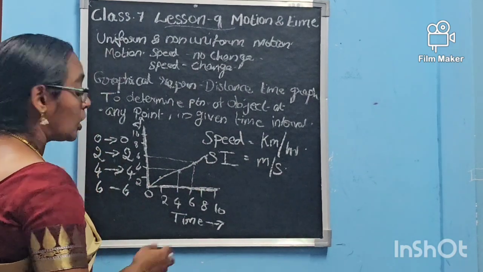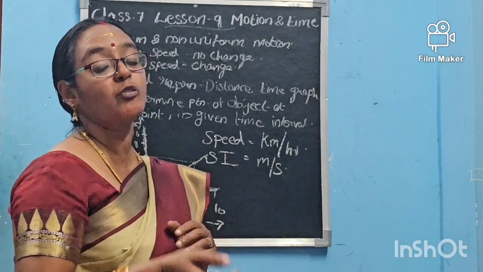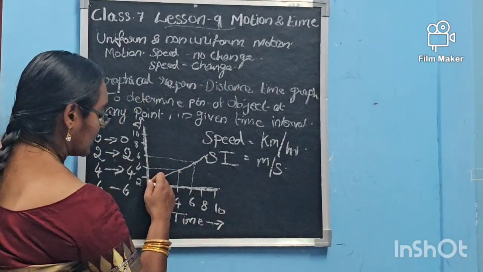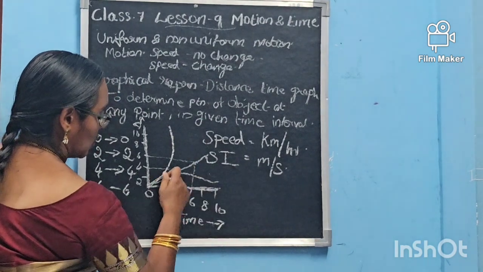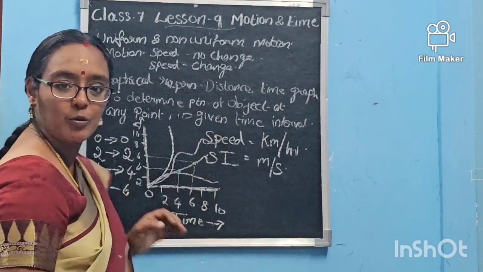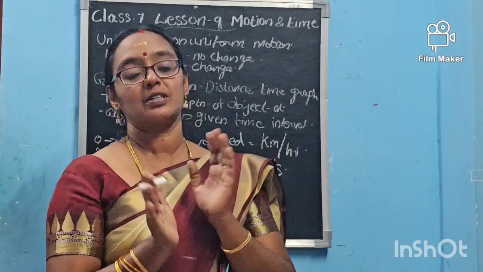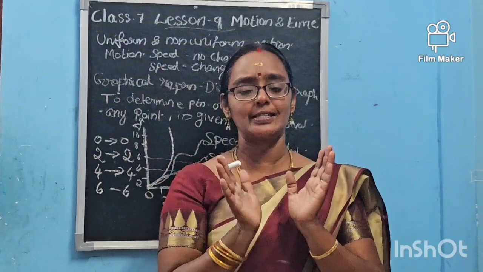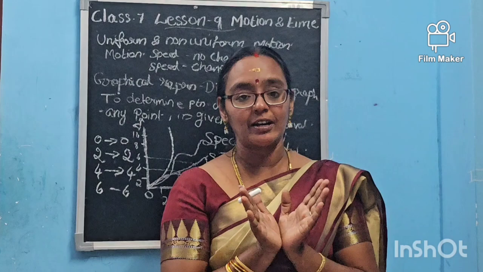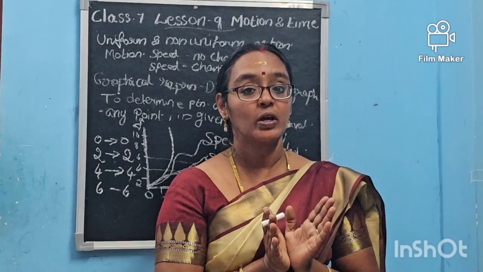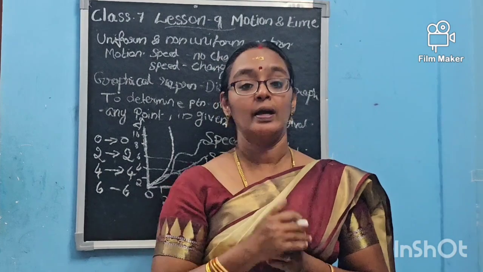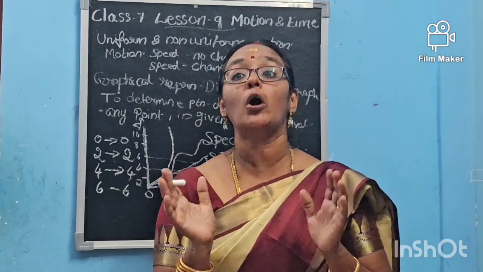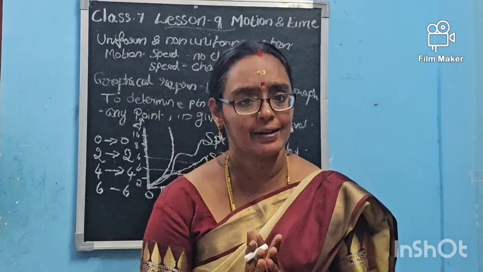Okay. When the same object is in non-uniform motion, how will the graph be, Kanna? The graph will be like this, or like this, or like this. So you have to understand one thing. When the object is in uniform motion, the graphical representation will be a straight line moving upward or moving downward. Okay, whatever it is, it will be moving. But when the object is in non-uniform motion, it will not be a straight line.